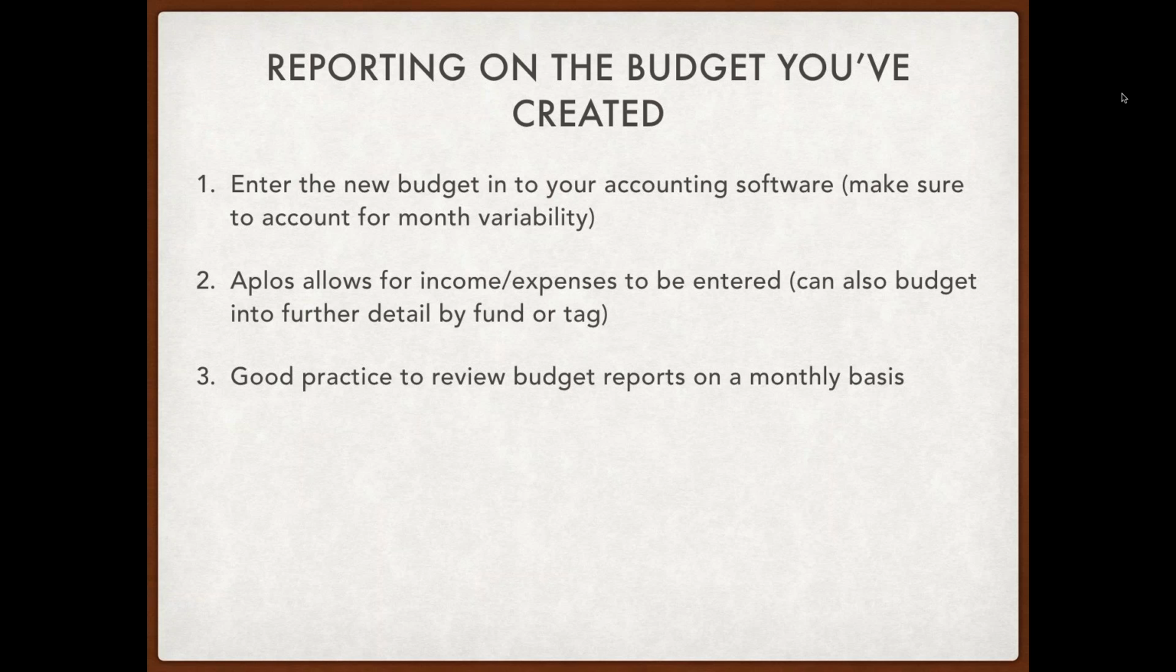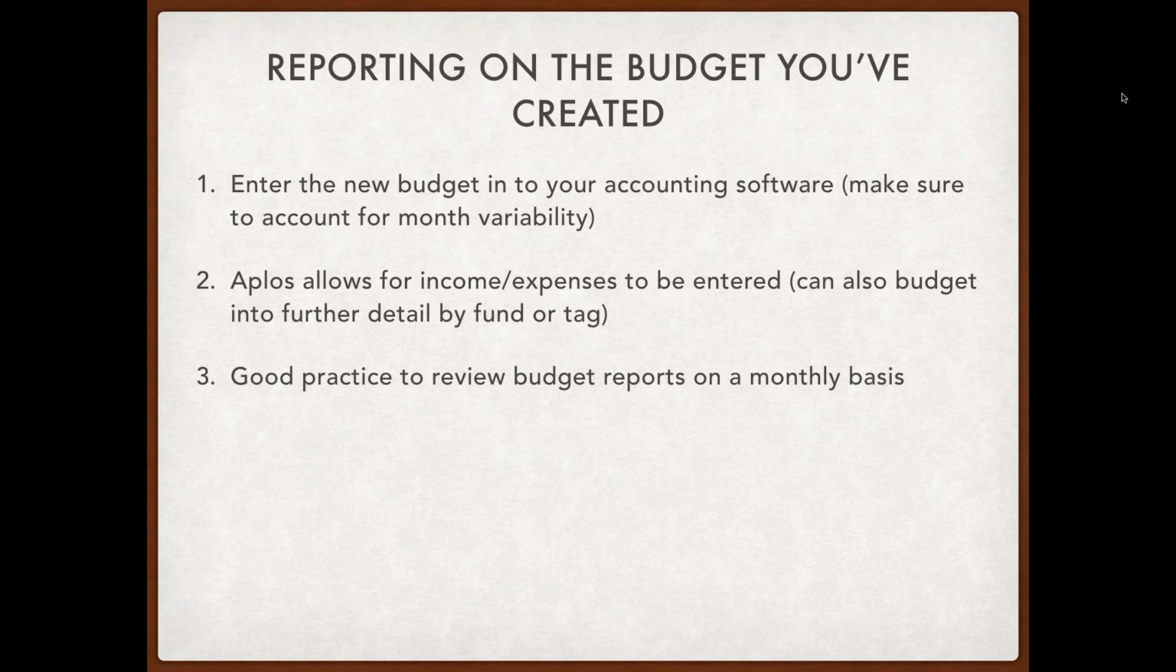Aplos allows you to enter income and expenses for the budget. You can even budget into further detail by fund or tag. So again, based on if your organization has multiple funds, or a tag can be used to track a project or an event or something like that, you can even detail into a more granular budget that way.